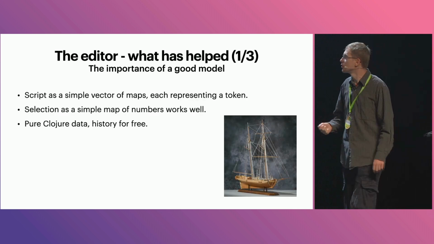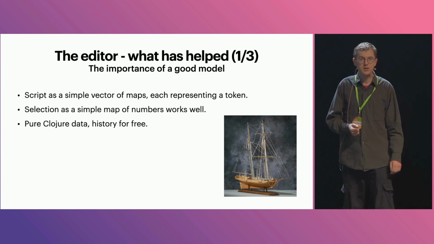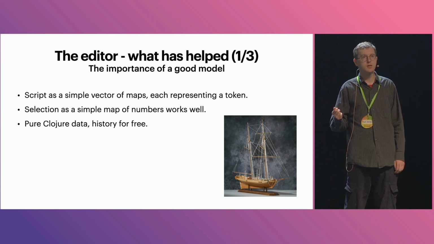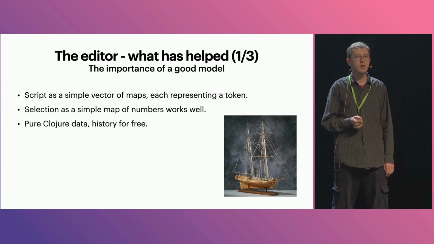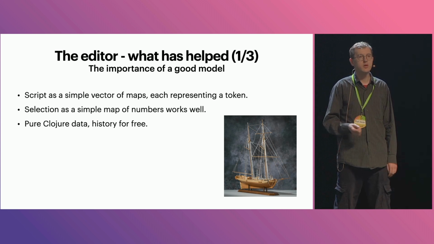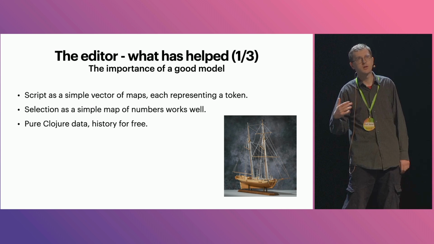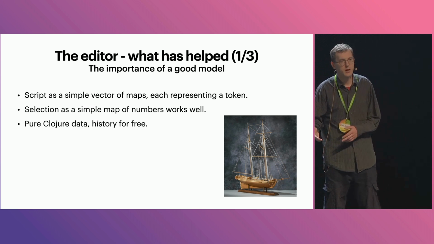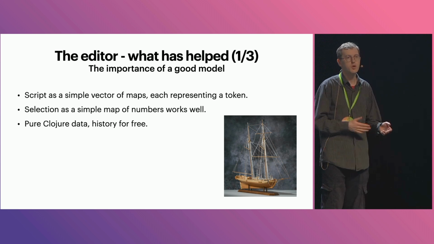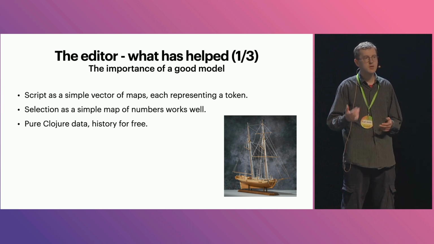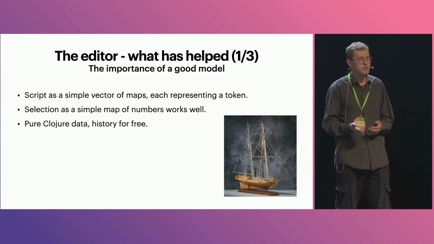All right, so what really has helped was the data structure. Just the script as a vector of maps is quite good. Maps for tokens is quite good. Also, the selection as a map which is relative to tokens was really great. Also, the things that we get for free from Clojure, so the immutability when processing complex changes is obviously very useful. Also, getting the history for free.